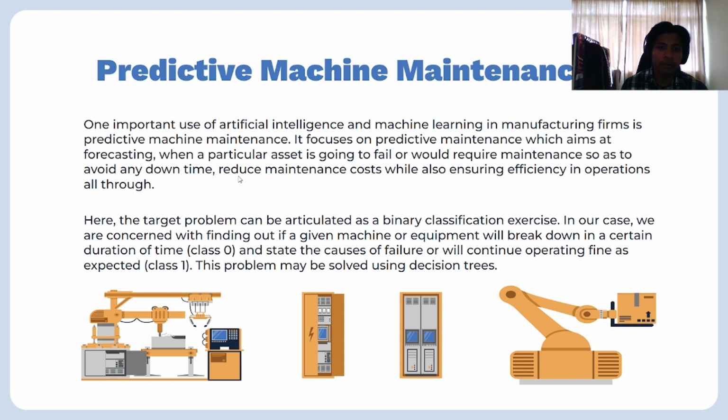Here, the target problem can be articulated as a binary classification exercise. In our case, we are concerned with finding out if a given machine or equipment will break down in a certain duration of time, class 0, and state the cause of failure, or will it continue operating fine as expected, class 1. This problem may be solved using decision trees.